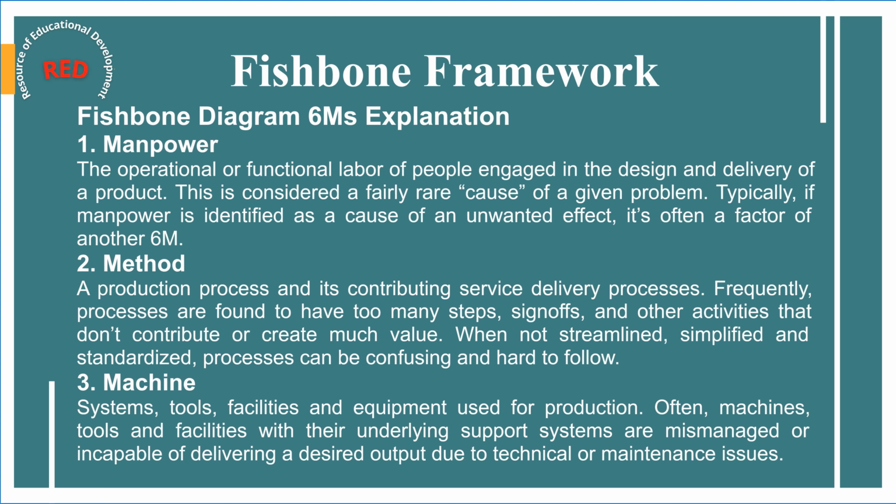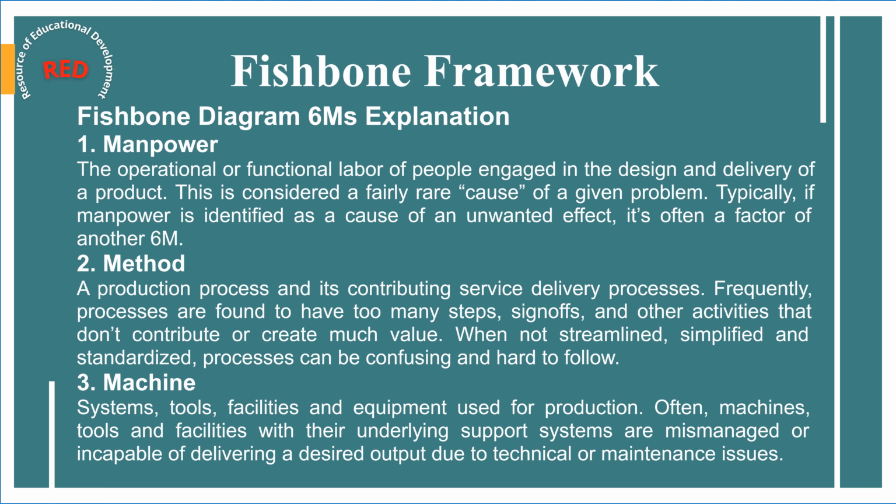Point 3. Machine. Systems, tools, facilities, and equipment used for production. Often, machines, tools and facilities with their underlying support systems are mismanaged or incapable of delivering a desired output due to technical or maintenance issues. This category is for all elements related to the machines used in a process. Depending on the process, this category could capture anything.